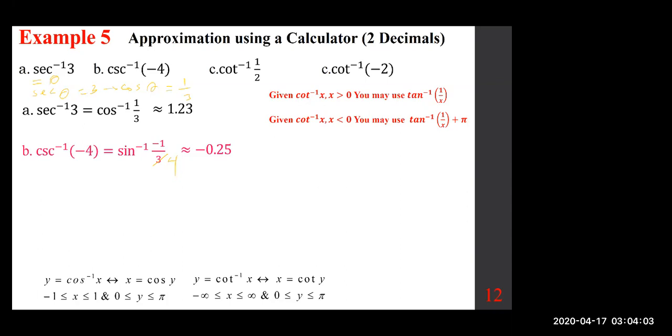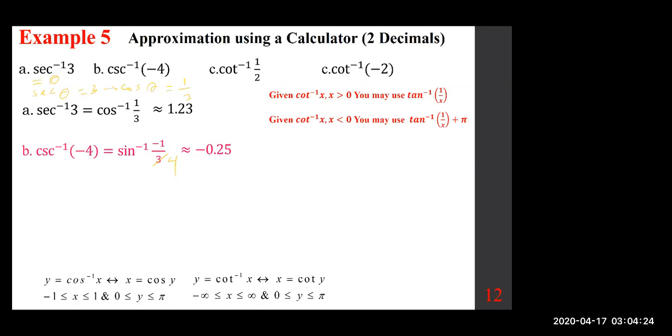By the way, they're asking for 2 decimals or however many. If they don't ask you for 2 decimals, you really go with at least 4, if not more. I want everybody to know that. So with that being the case, here's the next one.